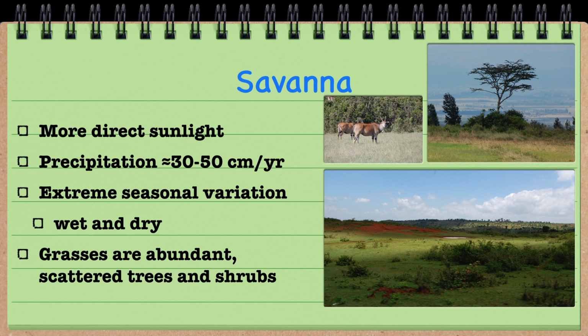The grasslands, though, every once in a while are going to have some scattered trees and some scattered shrubs. But for the most part, they are dominated again by grasses.